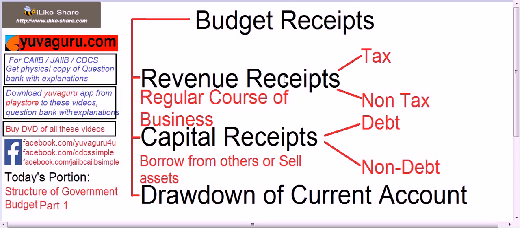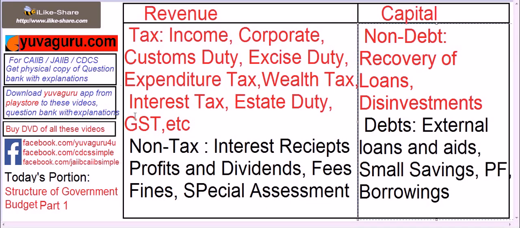Revenue receipts are further divided into two parts, tax and non-tax. Here, government's business is to earn through taxes and earn through non-tax business, which means interest and so on. And capital receipts are further divided into two parts, debt and non-debt. We'll study each of them separately. Under tax come income tax, corporate tax, customs duty, excise duty, expenditure tax or GST. You can add any name of the tax which the government collects into this tax part.